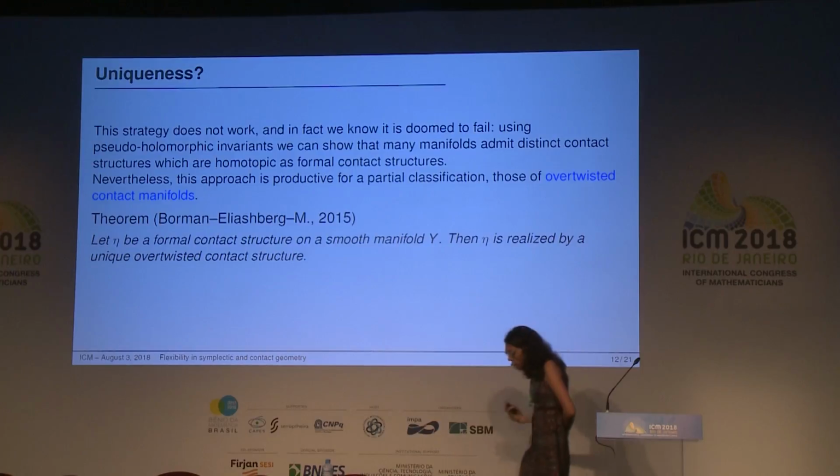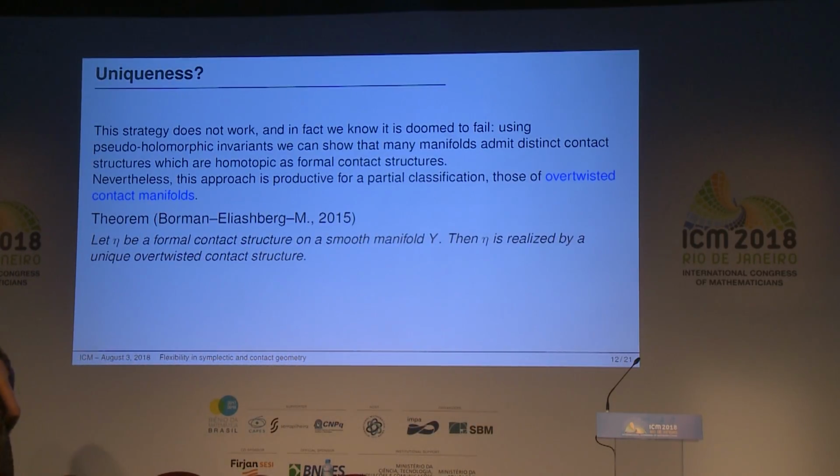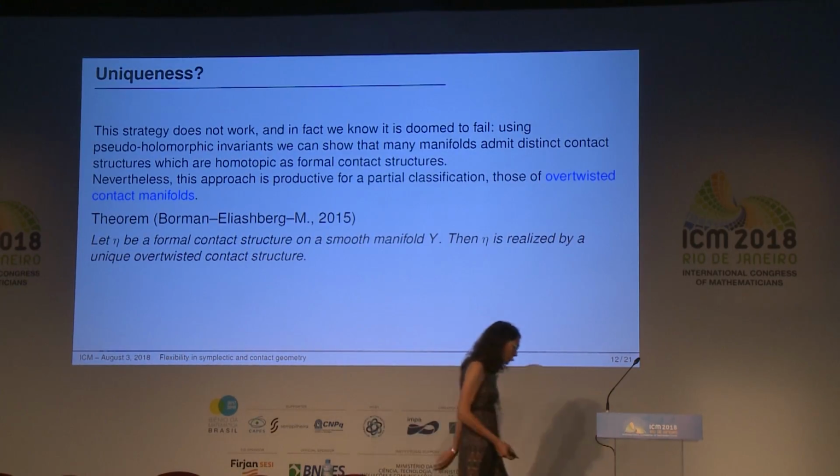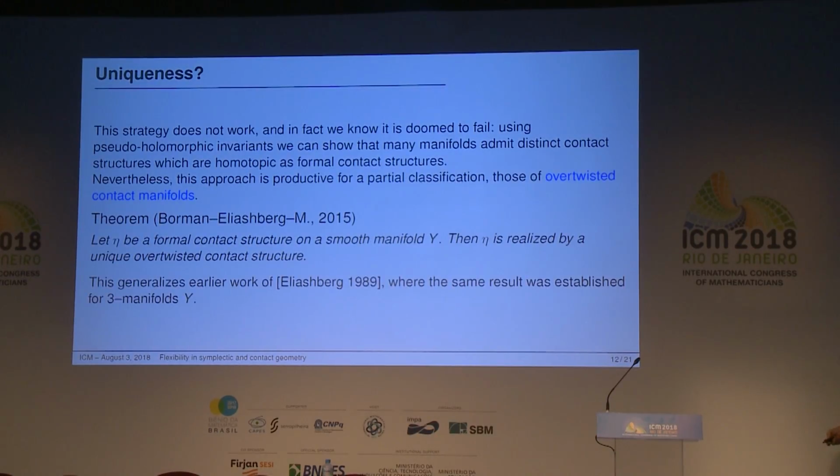So here we get the stronger result that says that every formal contact structure is not only realized by a contact structure, but it's realized by a unique overtwisted contact structure. I haven't said what overtwistedness is, but it's some kind of specific subclass. This generalizes earlier work of Eliashberg, which has been a significant staple in the three-dimensional theory for quite a long time now.